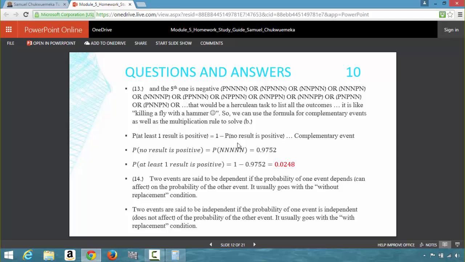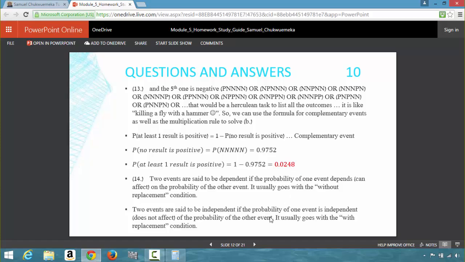So we can use the formula for complementary events, and this formula will also work for the previous one we did. Probability that at least one is positive plus probability that no one is positive will give us 1. That means probability that at least one is positive will be equal to 1 minus probability that no result is positive. So that will be 1 minus 0.9752, and that will give you 0.0248.